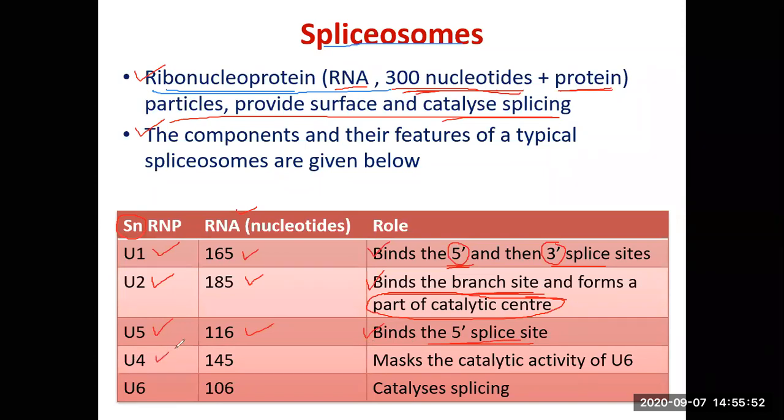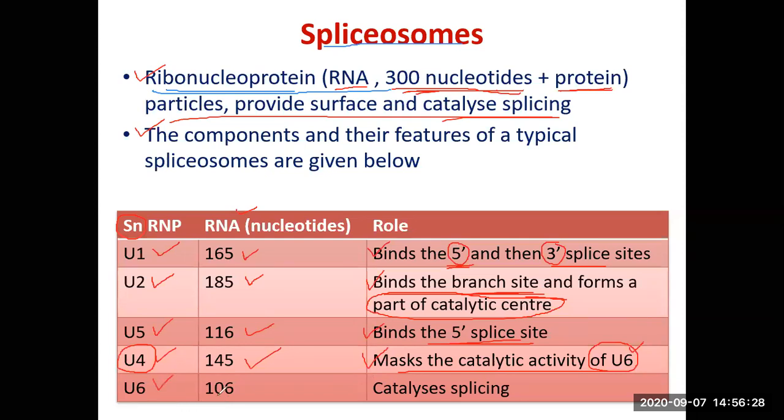The next one is U4. The RNA is 145 nucleotide long. What does it do? Its role is to mask the catalytic activity of U6. Catalytic activity is primarily residing on RNP U6. So until all the arrangements are made, until these RNPs are properly aligned, the catalytic activity is masked by U4. The catalytic activity residing on U6 is covered by U4.